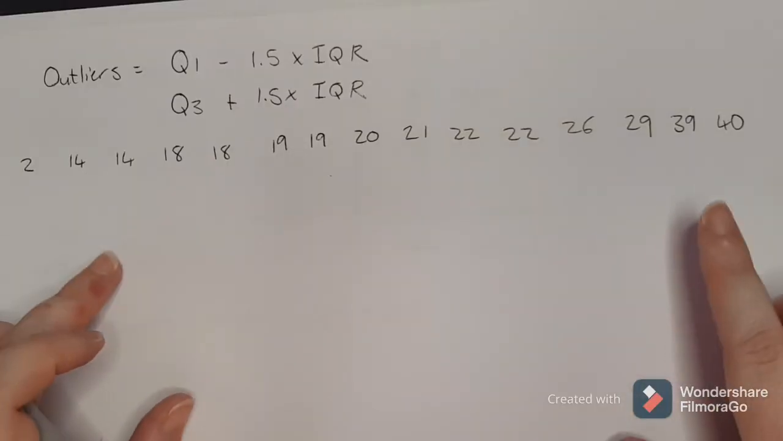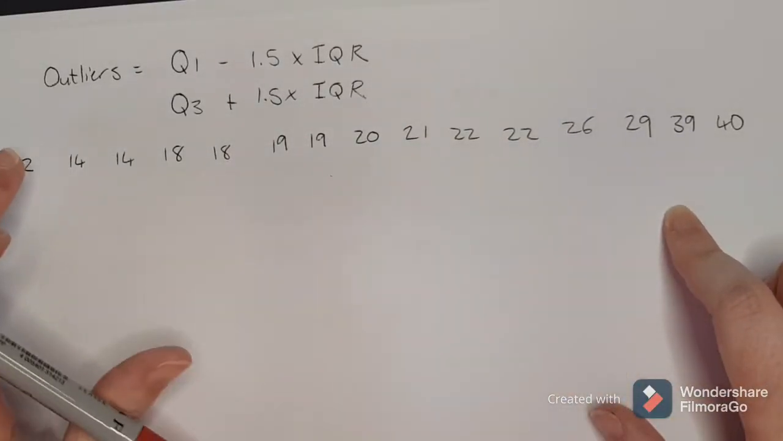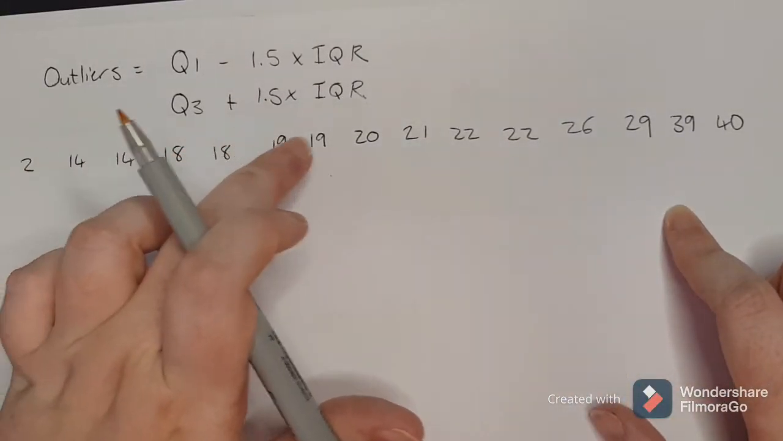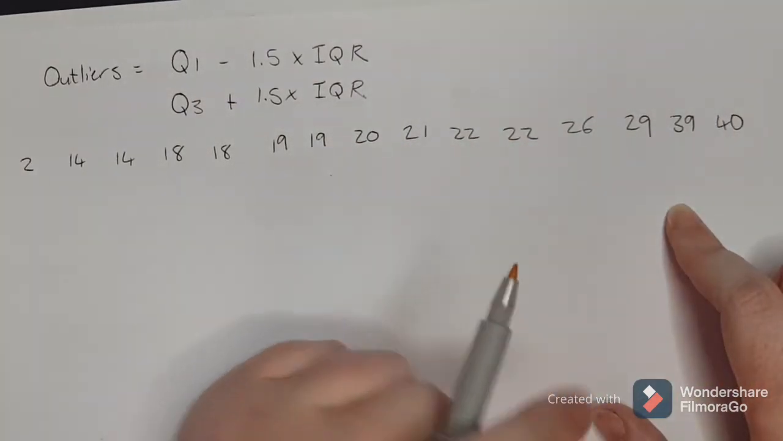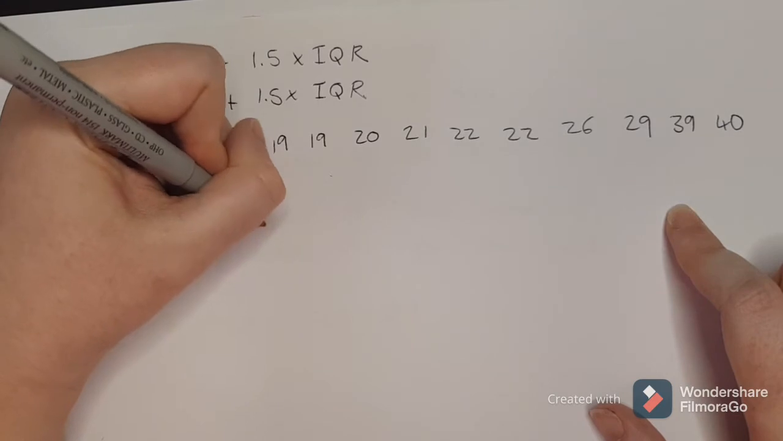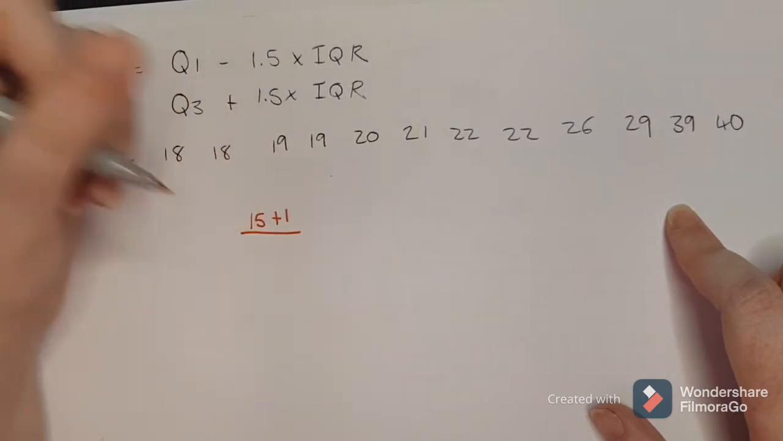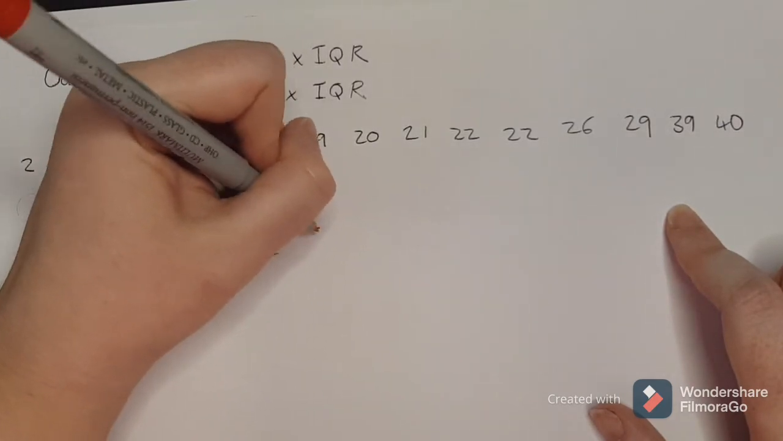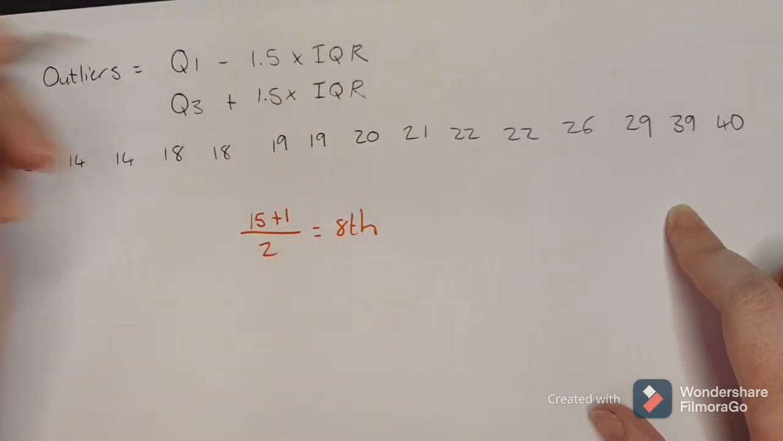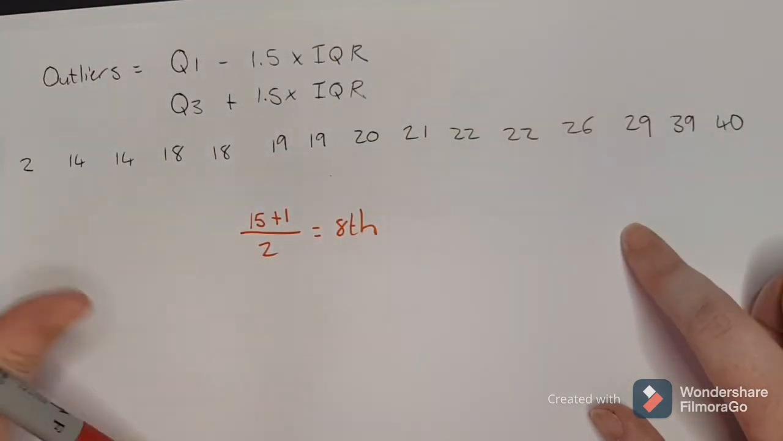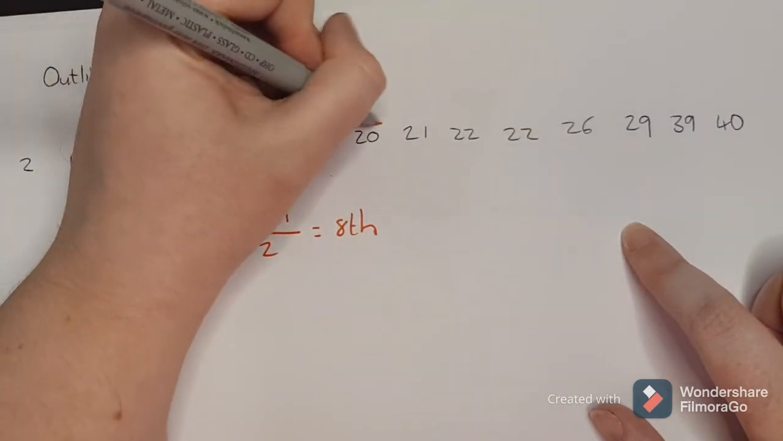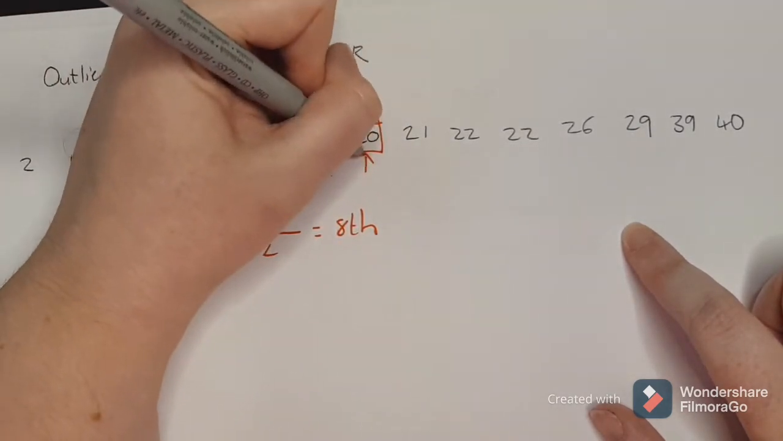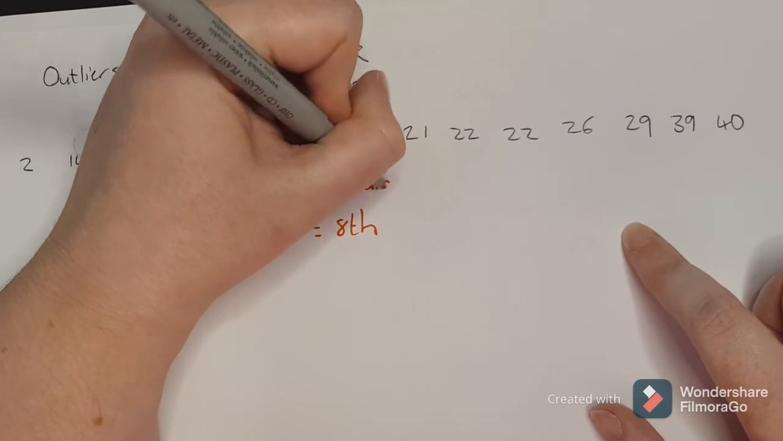So if I look at this starter set, I have 1, 2, 3, 4, 5, 6, 7, 8, 9, 10, 11, 12, 13, 14, 15 values. So 15 plus 1 is 16 divided by 2 means I'm looking for the 8th number for the median. So 1, 2, 3, 4, 5, 6, 7, 8. So that means this is then the median.